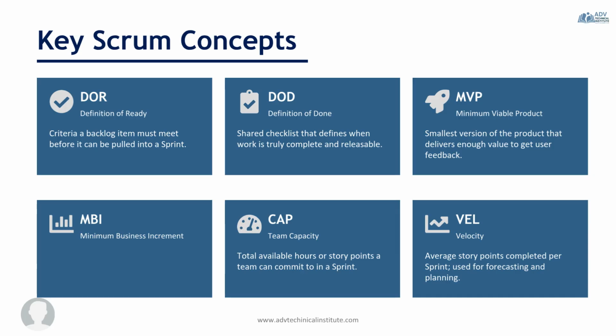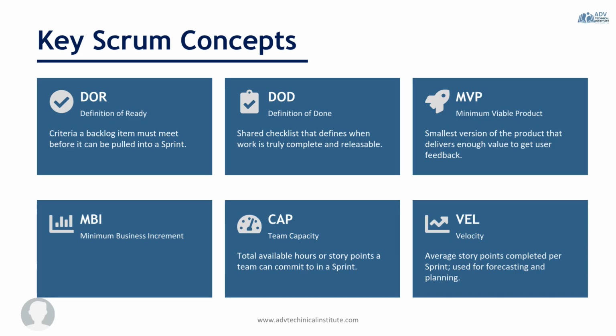Next is team capacity. Capacity represents the amount of work a team can realistically complete during a sprint, given available time and resources. Factors such as vacations, holidays, training, or other availability all affect capacity.